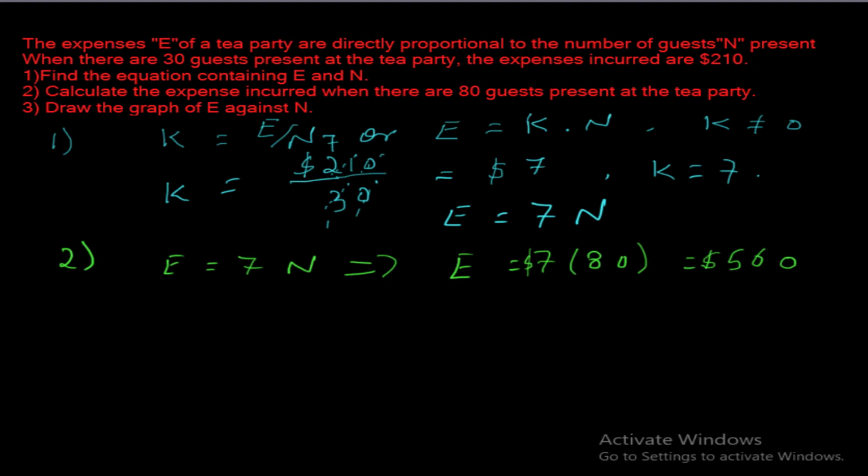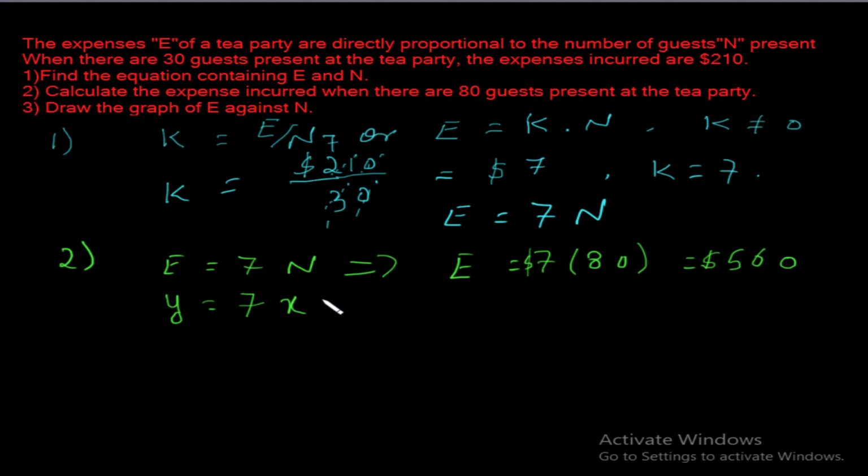Number 3, to draw the graph of E against N. I will draw its graph, but before that I have to use GeoGebra, and to do so I will take E along the vertical axis, that is the y-axis, and 7 will be as it is, and for N I will use the x-axis, the horizontal axis. So E will be along the y-axis, vertical axis, and N will be along the x-axis or horizontal axis.